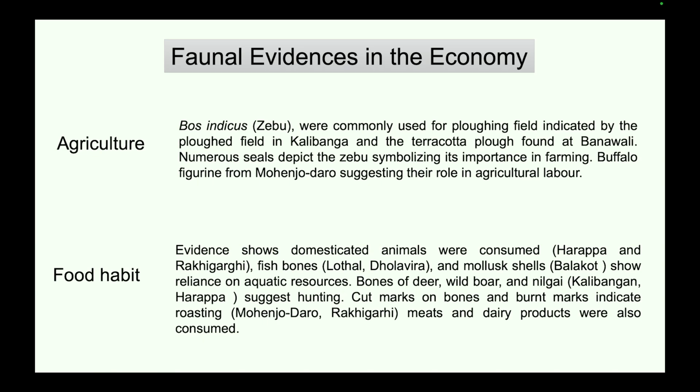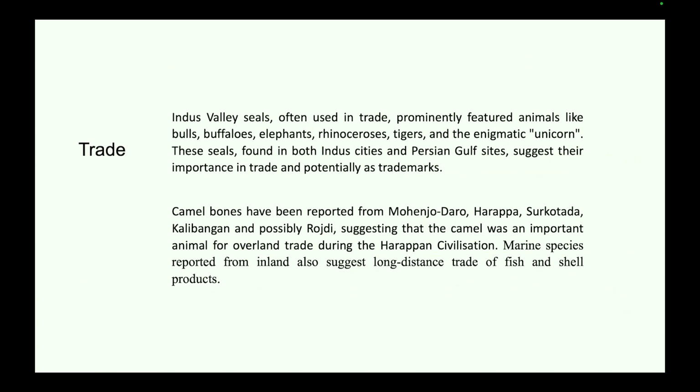If we see the food habits, then it also relates to the faunal evidence. Evidence shows domesticated animals were consumed. Harappa and Rakhigarhi have fish bones, Lothal and Dholavira have molluscan shells, and Balakot shows reliance on aquatic resources. Bones of deer, wild boar, and nilgai from Kalibangan and Harappa suggest hunting. Cut marks on bone and burn marks indicate roasting, from Mohenjo-daro and Rakhigarhi. Meat and dairy products were also consumed by the Harappans.